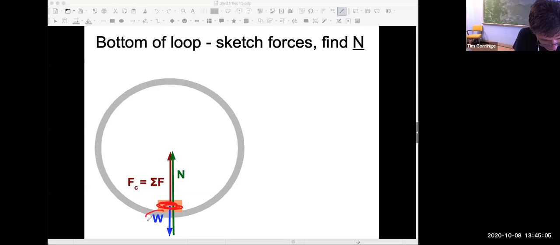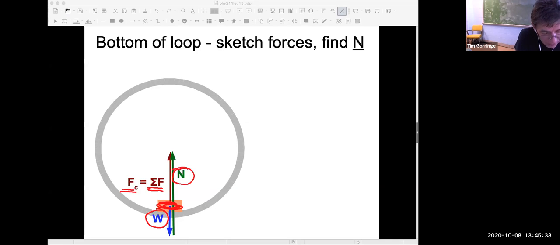So again, there's weight acting downwards in blue here. Now the normal force has reversed its direction though, because now the track is not above the roller coaster, it's below the roller coaster. So it is pushing upwards on the roller coaster. And in green here, here's the normal force. Again, these two forces will add together, except they're oppositely directed, to make a net force. Here's the net force, and that net force will produce the centripetal force.